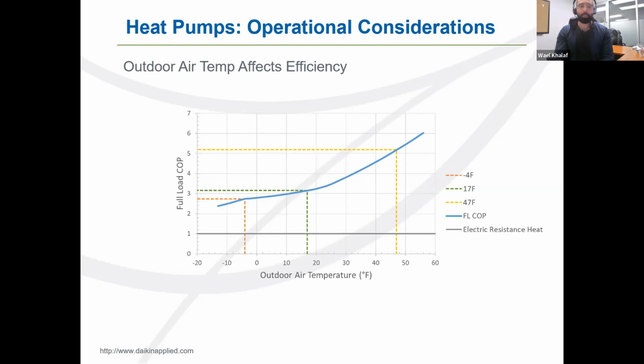So here's a great graph that just illustrates that. It shows the relationship between the outside air temperature and the efficiency of a typical heat pump. If you look at the x-axis, that represents the outside air temperature, and the y-axis represents the full load COP of a heat pump. Obviously, if you look at our yellow dotted line, around 47 degrees of outside temperature, our COP is just above 5, which is amazing. But as we get colder and colder, the COP is going to start dropping off dramatically.